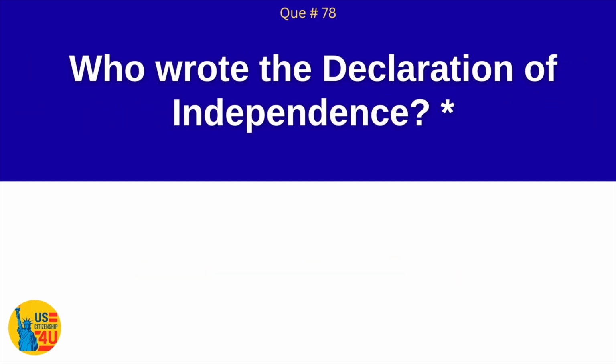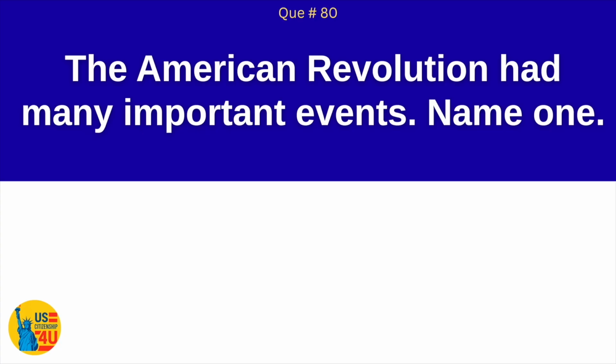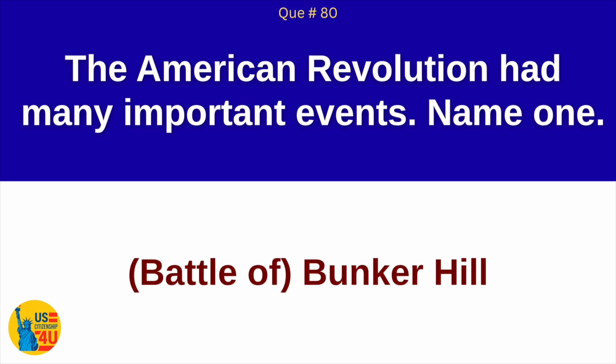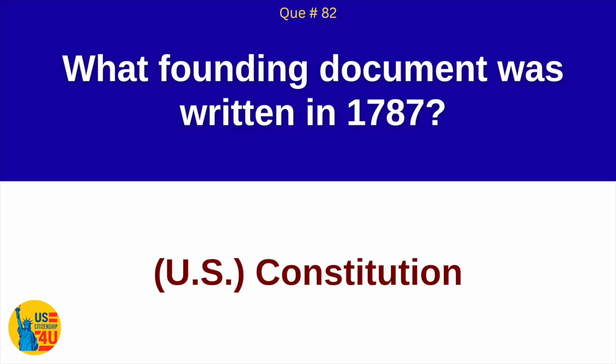Who wrote the Declaration of Independence? Thomas Jefferson. The American Revolution had many important events. Name one. Battle of Bunker Hill. What founding document was written in 1787? U.S. Constitution.